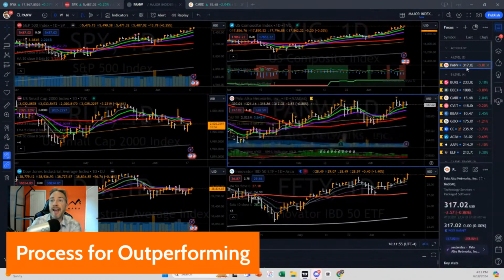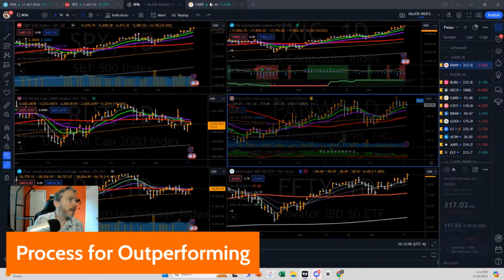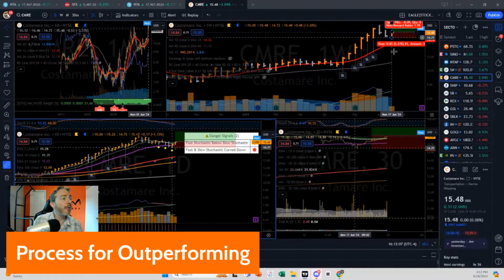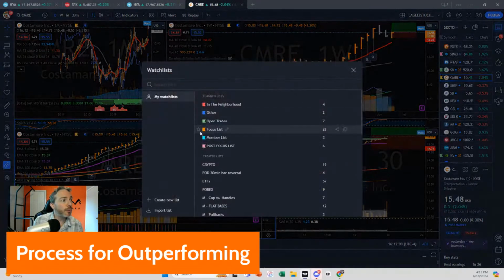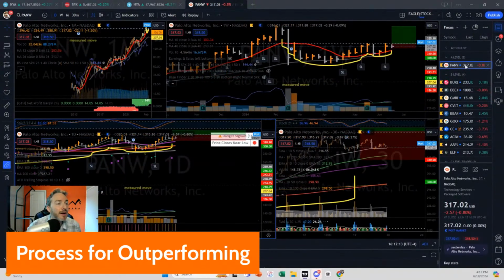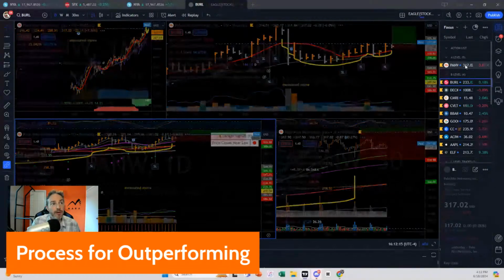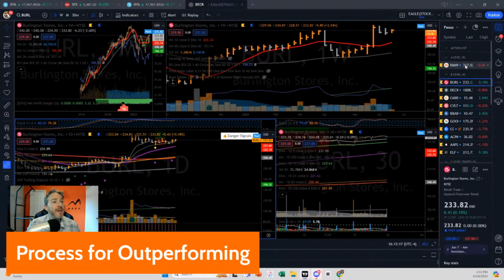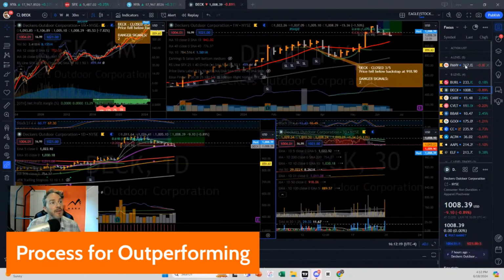I like to track everything on my focus list, my universe list, that happens to be setting up in some kind of a pattern that I want to buy. What I'll do is go through the whole universe, flip through it, and find what's setting up right now. And so these were the ones that happened to be setting up yesterday.